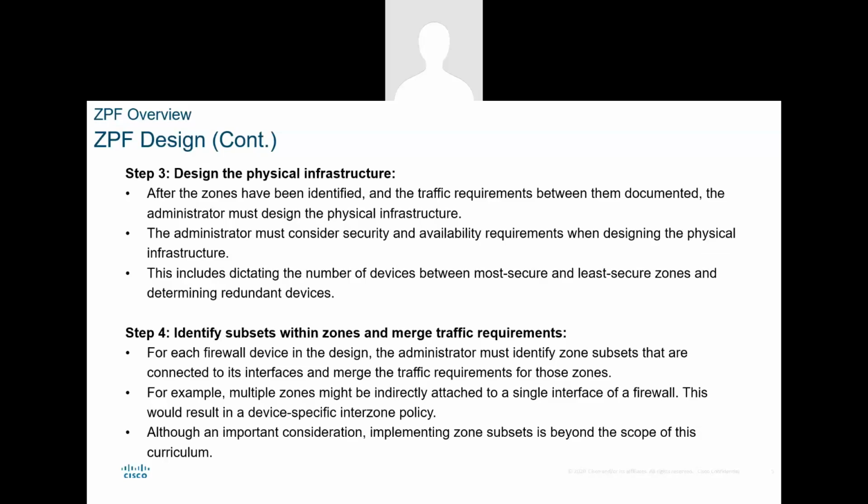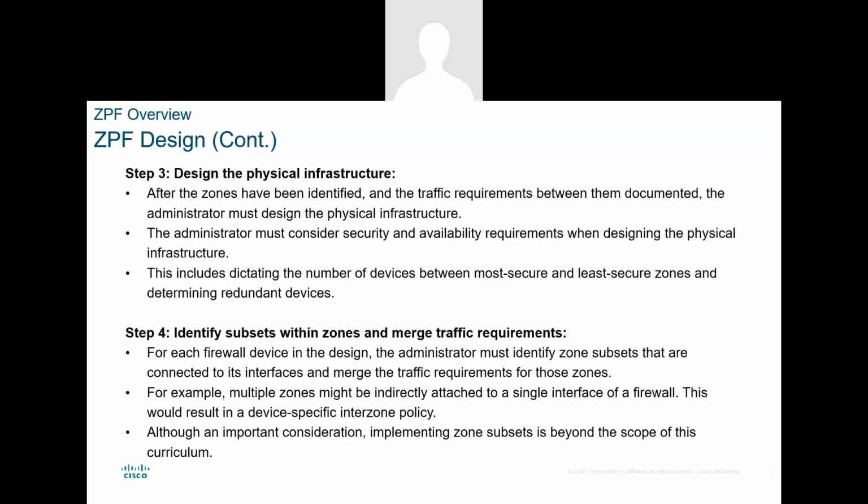Now, step 4 is to identify zones, identify subsets within zones, and merge traffic requirements. If you have a complex network, multiple subzones may exist within a larger zone. So the administrator must identify the zone subnets and merge the traffic policies whenever necessary. An example of this may be a private zone that has two subzones, for example, user workstations and internal servers. Those policies should allow specific traffic between those subzones while blocking unnecessary communication.